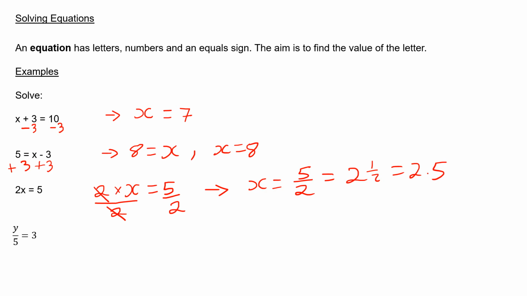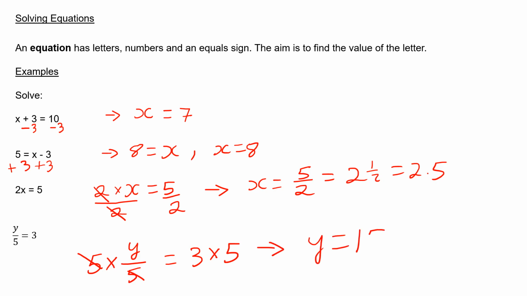Finally, I have y divided by 5, or y over 5 equals 3. To get y on its own, we need to do the opposite of dividing by 5, which is multiplying by 5. So I multiply both sides, because I need to do the same thing to both sides to keep my equation balanced. I multiply both sides by 5, which leaves me with y equals 15.